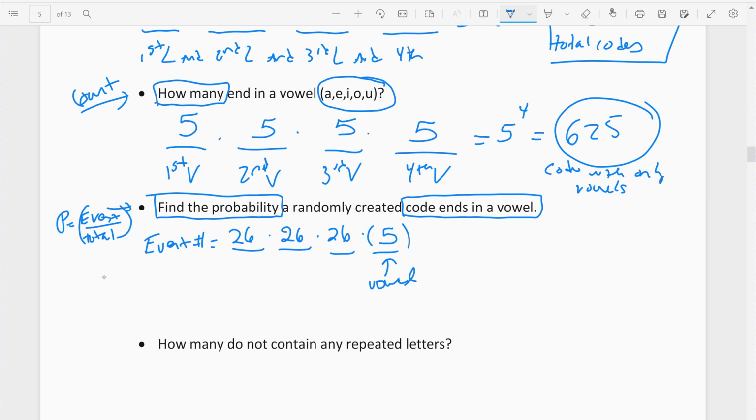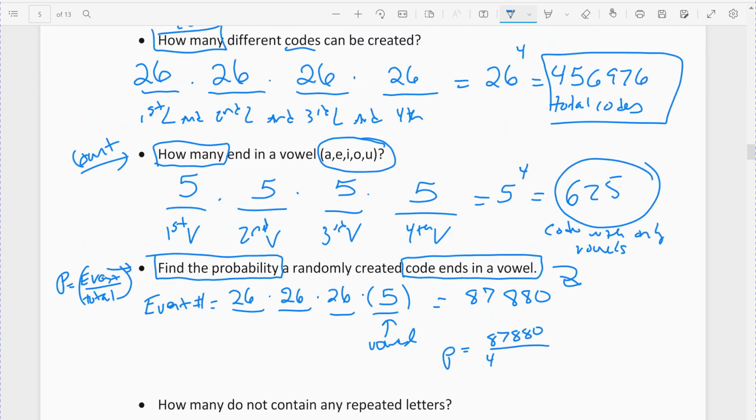And it's "and" for all of them, right? I picked the first letter and the second and the third and then a vowel. And so we multiply that out, so it'd be 26 cubed times 5, and again it comes out to a fairly large number, 87,880. That would be how many of the codes end in a vowel out of my total. And so when we want to find the probability, you take that 87,880 divided by the total, 456,976. And it does reduce down to 5 over 26, or 0.192, a 19.2% chance.